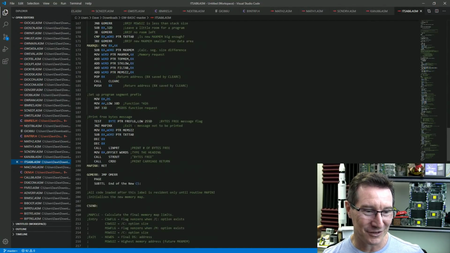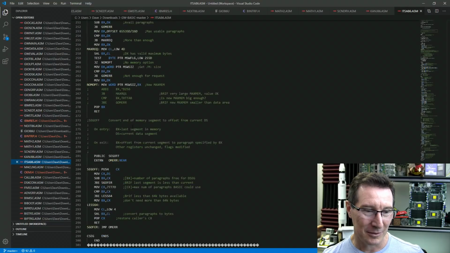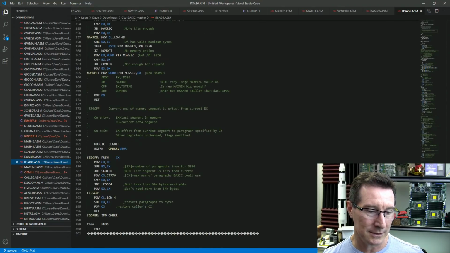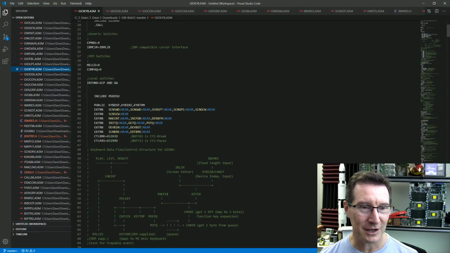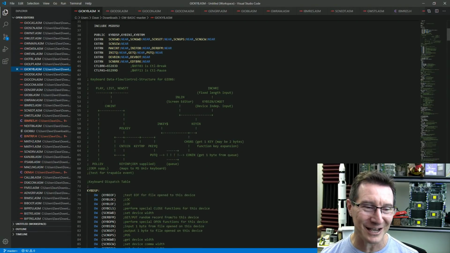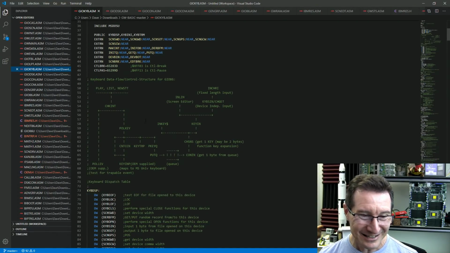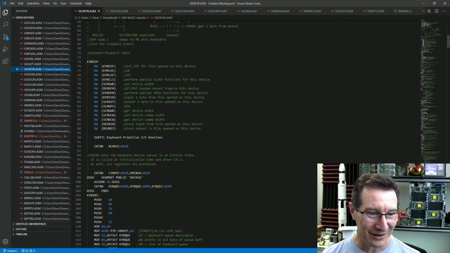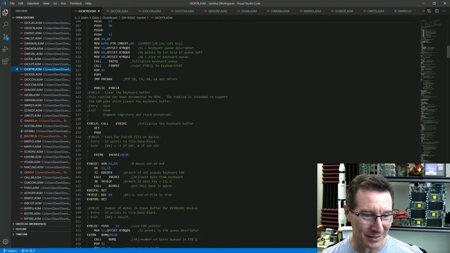Love it. So they have to detect what processor type they're using, and oh, that's it. This is the keyboard routine. Check this out. They got a nice little text flow chart here to describe the operation of this thing. Very nice commenting. Love it.